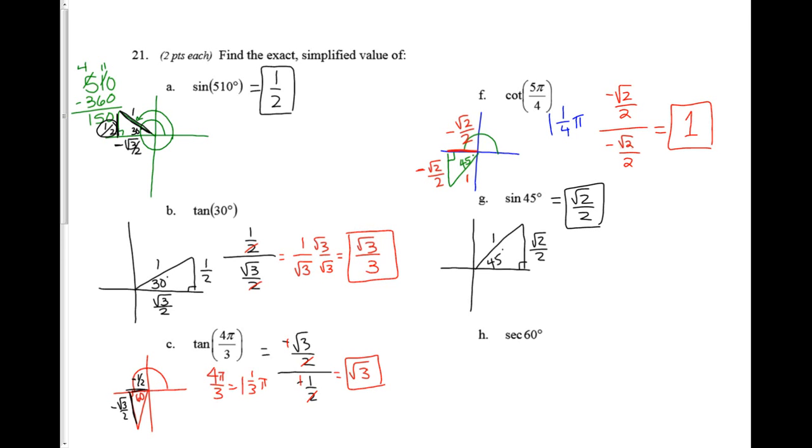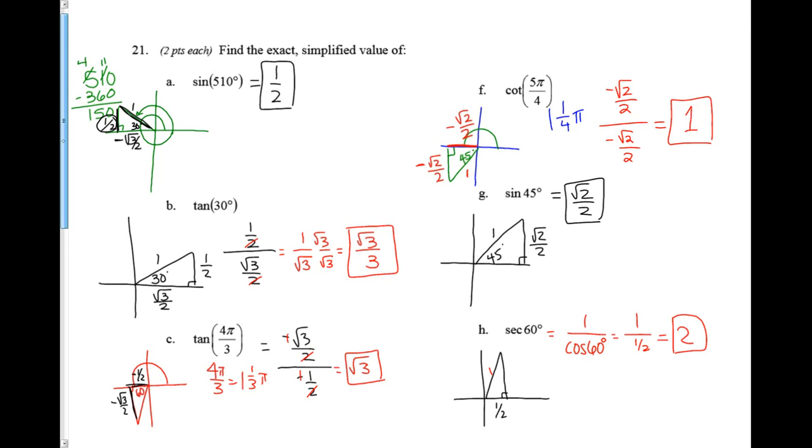The secant of 60 degrees. If I draw a 60-degree reference angle, then I know my short side is 1/2. I only need the short side because the secant is the reciprocal of the cosine. I know my hypotenuse is 1, so I didn't write that down. But the secant is 1 over the cosine of 60 degrees. So that's 1 over 1/2, which is 2. All right, let's scroll down to the bottom set here.